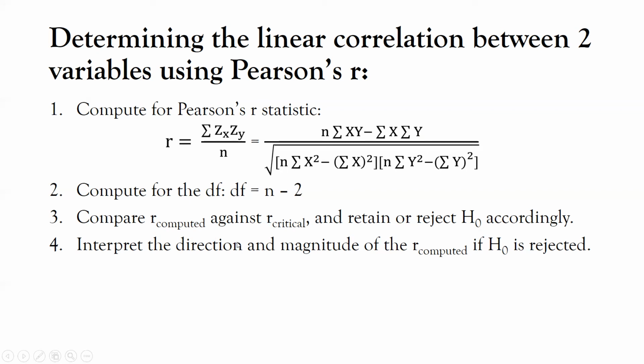Then let's do a simple decision rule that whatever you compute for R, if it is higher compared to the R critical that you will find using the DF in the critical values table of Pearson's R, then you retain or reject HO. So kapag mas mataas si R here compared to R critical, you reject. If it is not, you retain. And then it's very important to interpret the direction and magnitude of the R computed if HO is rejected. Kasi nga, we want it to make sense to whoever will be reading or using our findings.